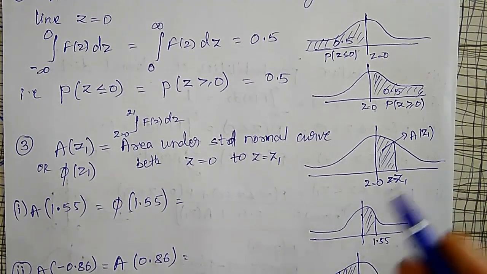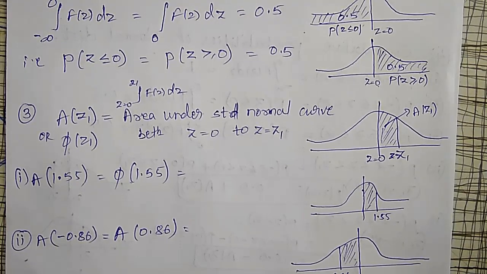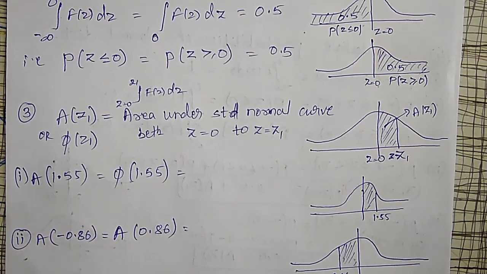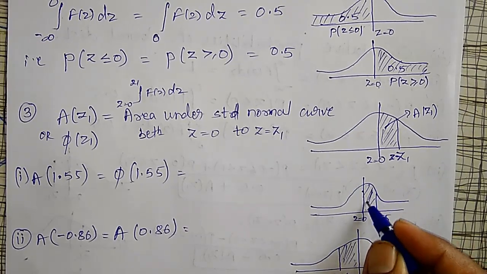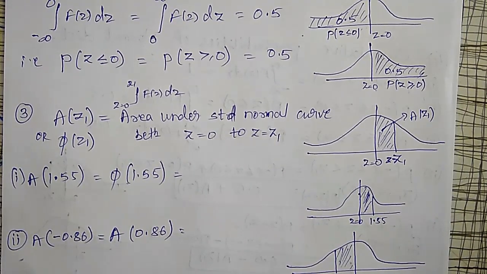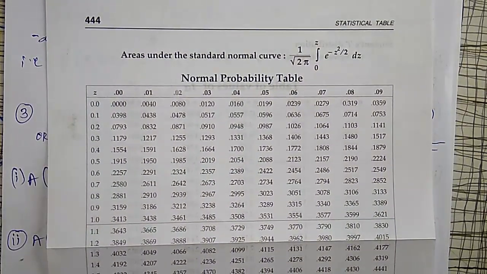Then how to find this using the normal probability table now. A of 1.55, or phi of 1.55, is nothing but the area between z equal to 0 and z equal to 1.55. This area I have to find out. This is a standard for different values. It is already made as a standard table I can use here, or using a calculator, both I will show you how to find. This is the normal probability table.